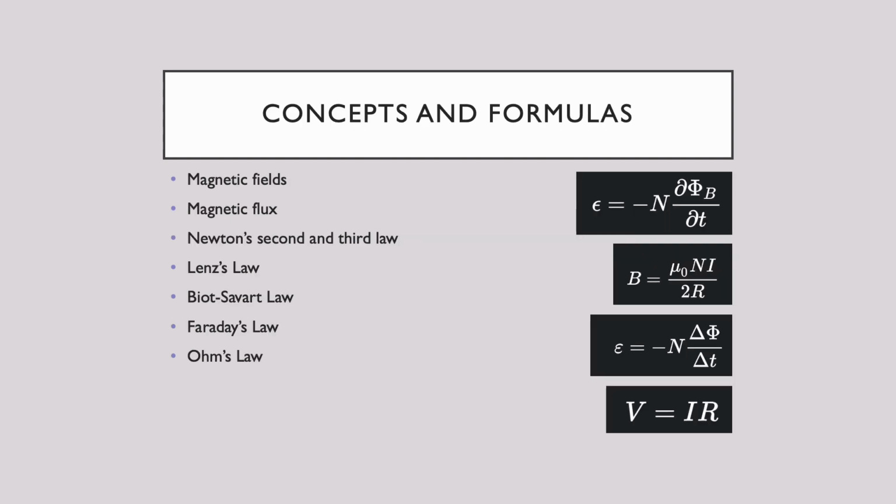So the concepts and formulas we'll use in this experiment are, to begin with, magnetic fields, magnetic flux, Newton's second and third law, and then we'll use Lenz's law, the Biot-Savart law, Faraday's law, and Ohm's law. And the last four can be seen in the order listed on the right side of the screen.